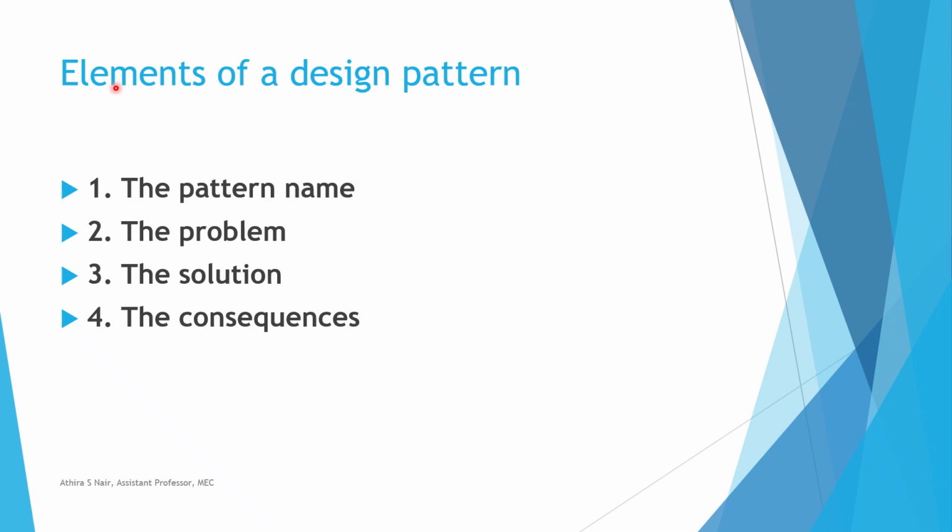In general, a pattern has four essential elements. The pattern name is a handle we can use to describe a design problem, its solutions, and consequences in a word or two. The problem describes when to apply the pattern. It also explains the problem and its context. It also describes specific design problems, like how to represent algorithms as objects. And it also describes class or object structures. Sometimes the problem will include a list of conditions also.